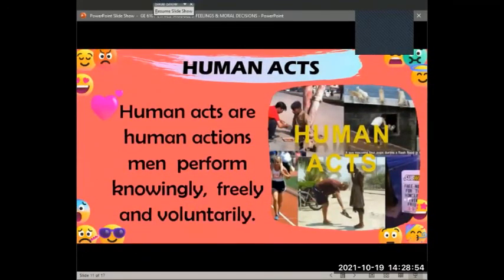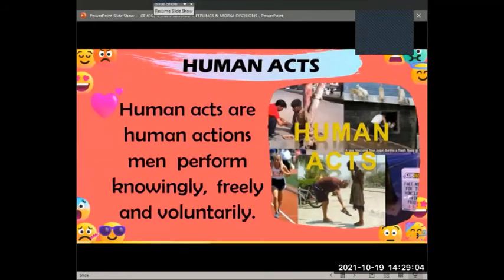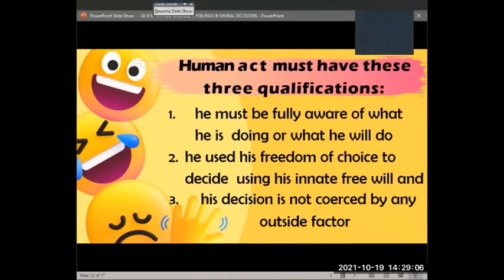In relation to that, we have what we call human acts. Human acts are human actions men perform knowingly, freely, and voluntarily. Human acts must have these three qualifications. First, he must be fully aware of what he is doing or what he will do. Second, he uses his freedom of choice to decide using his innate free will. And third, his decision is not coerced by any outside factor.